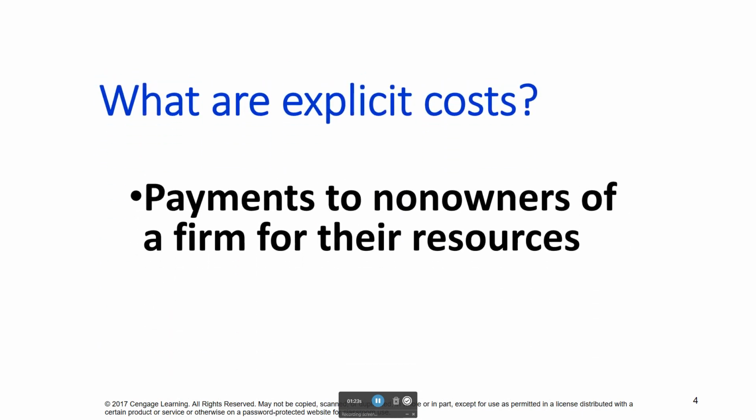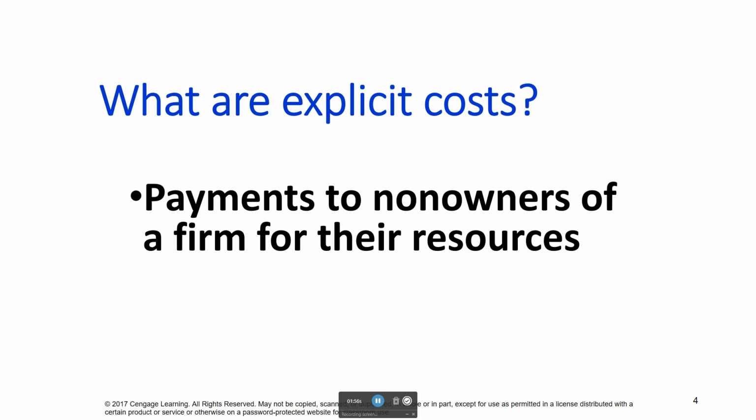Accountants and economists both measure cost, and we both include explicit costs. These are payments to non-owners of a firm for their resources. So if you pay wages to labor, that is an explicit cost because you're using the labor of a non-owner of the firm, so you have to pay them. Typically, you can think of explicit costs as anything you write a check for. Rent would be an explicit cost if you have a landlord.